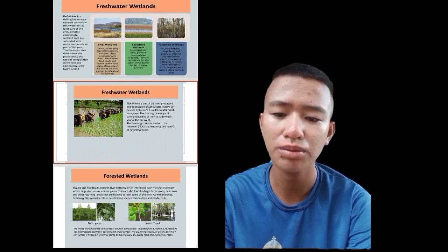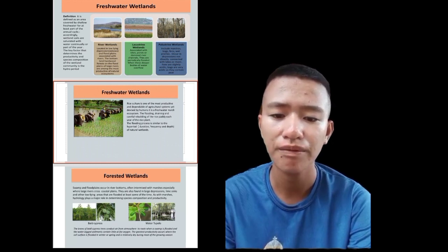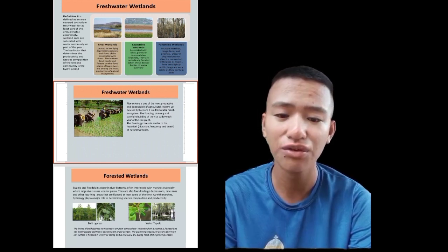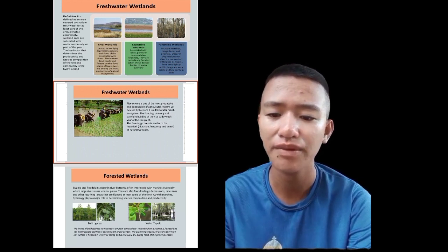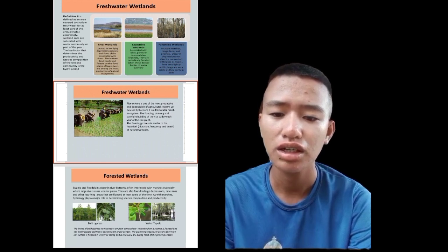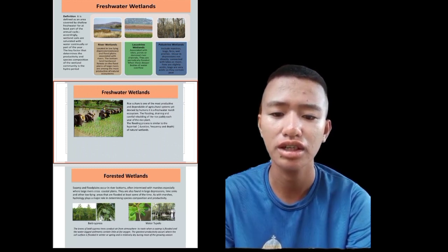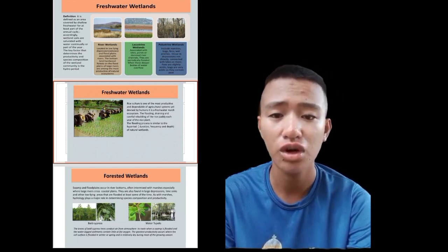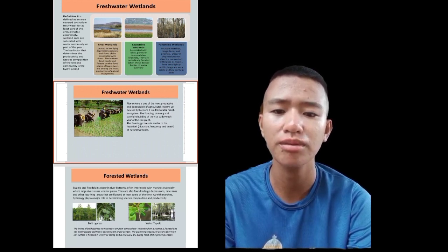Bald cypress and water tupelo. The knees of bald cypress trees conduct air from the atmosphere to roots when a swamp is flooded and the waterlogged sediments contain little or no oxygen. The greatest productivity occurs where the soil surface is flooded in winter or spring and is relatively dry during most of the growing season.